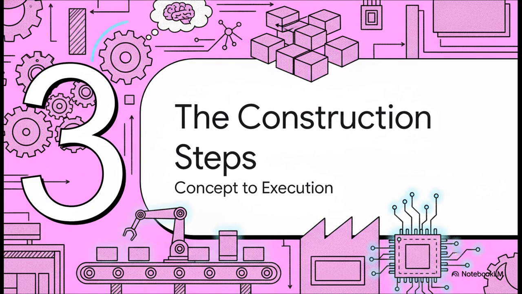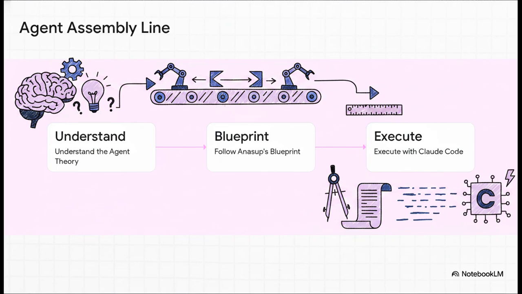Let's pick up the pace and jump into Section 3, the construction steps, taking this from concept to execution. Now, we get to step out of the theory and onto the factory floor to actually build this. Let's see how this builds progressively. The blueprint breaks the whole process down into 3 highly technical, actionable phases. Step 1 is defining the system prompt.